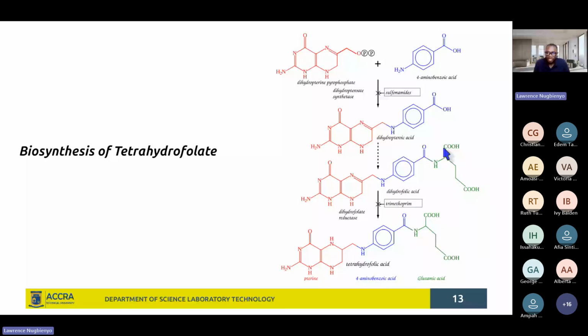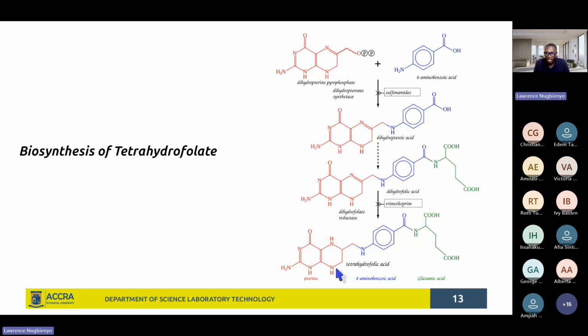And then the next thing you see, what is the difference between this dihydrofolic acid and this tetrahydrofolic acid? You see the enzyme that is there is dihydrofolate reductase. So there must be some reduction reaction that has occurred. And where has the reduction occurred?